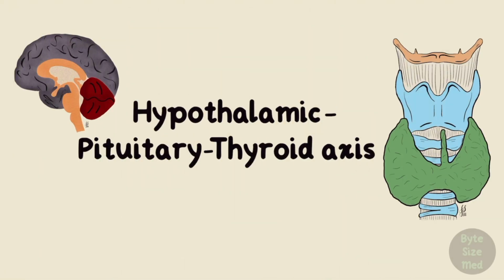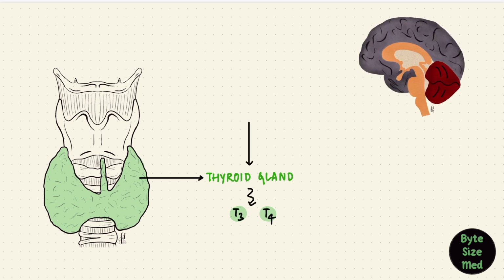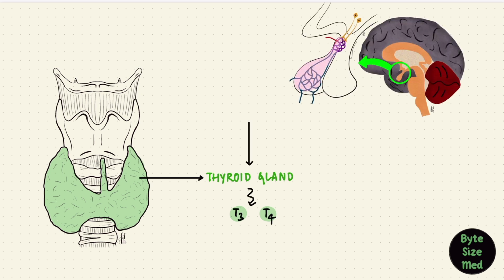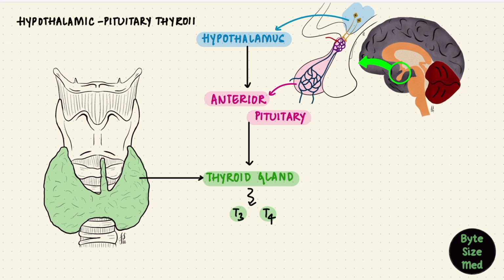This video is on the hypothalamic pituitary thyroid axis. The thyroid gland synthesizes and secretes the thyroid hormones, that's triiodothyronine and thyroxine, T3 and T4. It does that because it's being told to do it by the anterior pituitary, which in turn gets influenced by the hypothalamus. Together, these three form the hypothalamic pituitary thyroid axis.